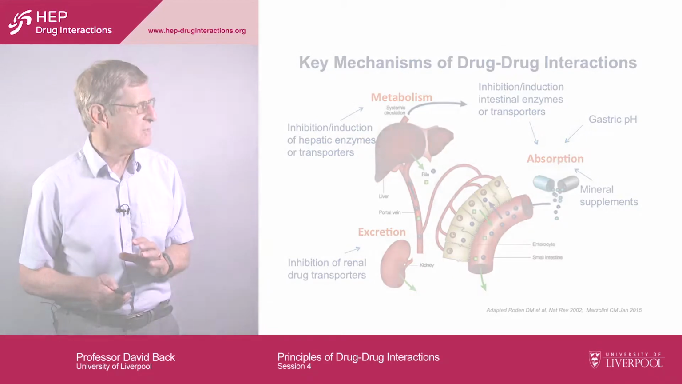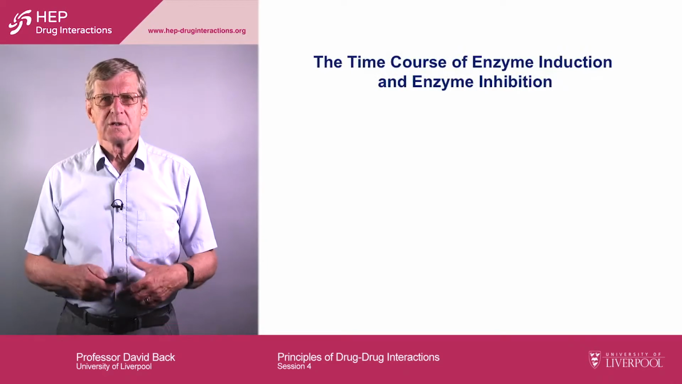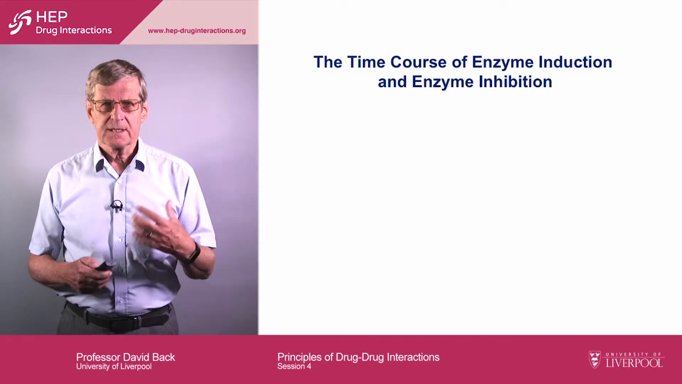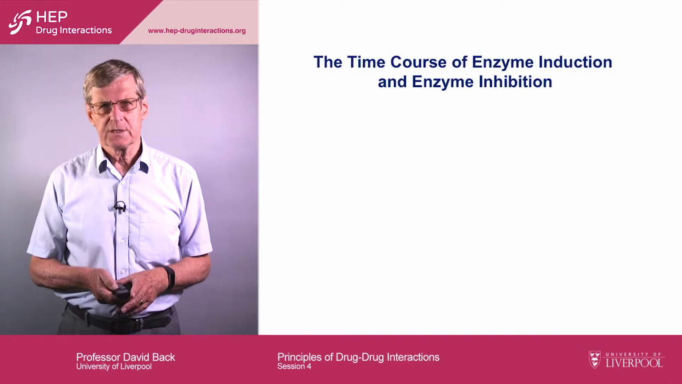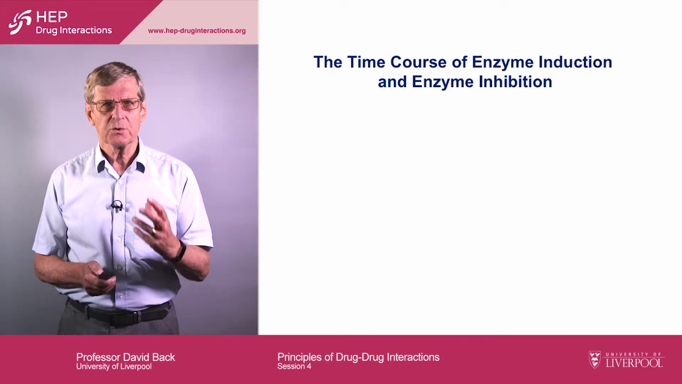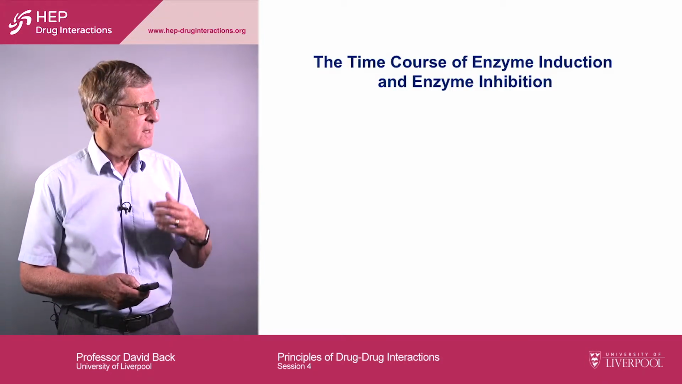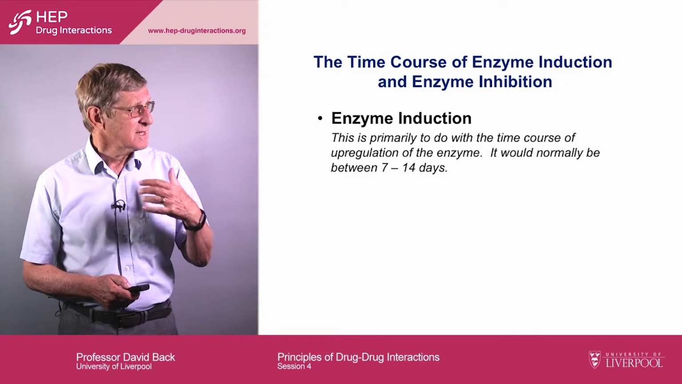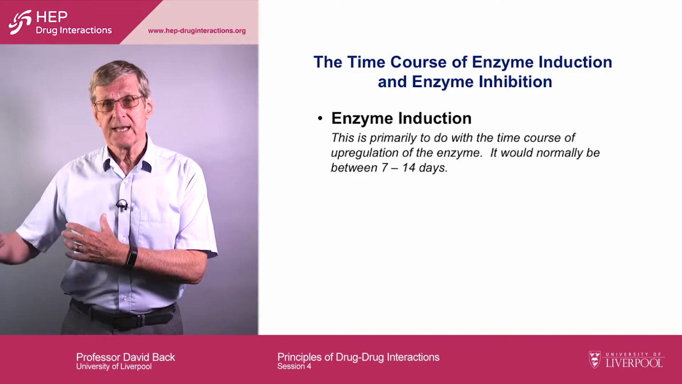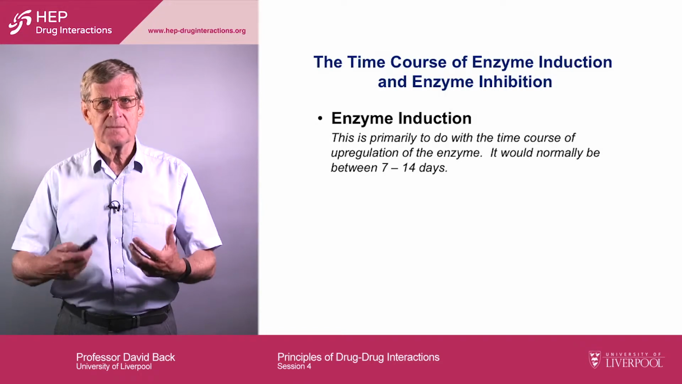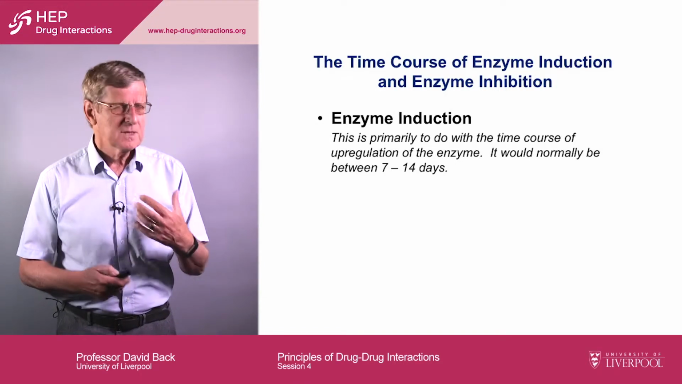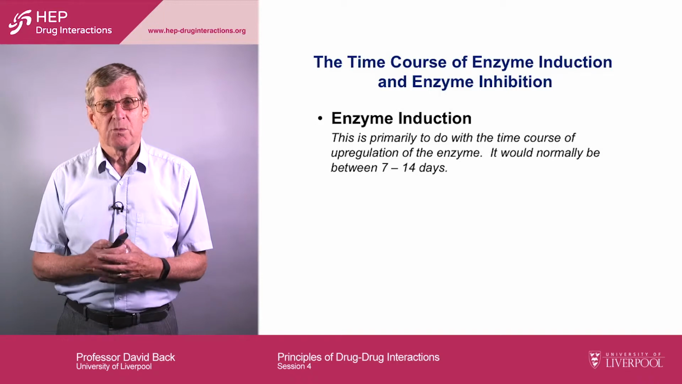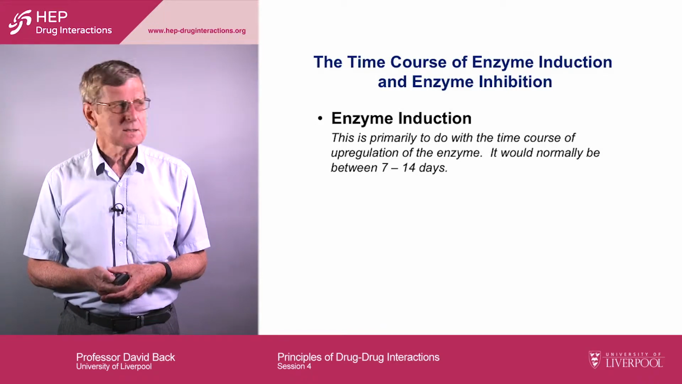These mechanisms, which we've considered in the past, all have to be in focus as we specifically look at drug interactions. An important question that we often get asked is about the time course of enzyme induction and enzyme inhibition. It's important to note that they are different. Enzyme induction is primarily to do with the time course of upregulation of the enzyme. It takes time for new enzyme to be formed in the liver. And this would, in a ballpark, be somewhere between 7 to 14 days.